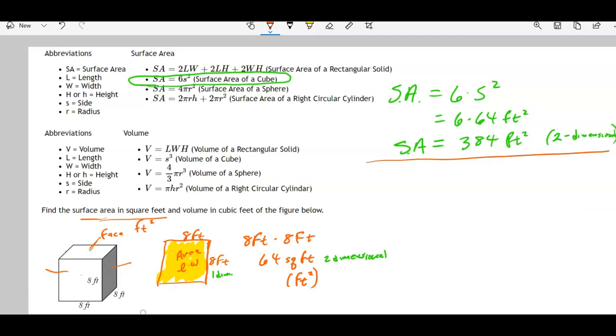Now let's change to 3 dimensions. That's our volume. The volume of a cube is s cubed. In this case, s cubed is 8 feet times 8 feet times 8 feet. Of course, 8 times 8 times 8 is 512. If you multiply all those 8s, you get 512.